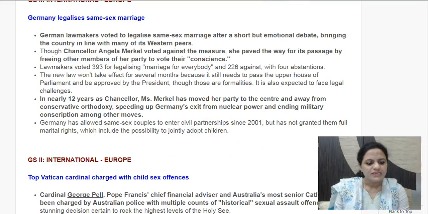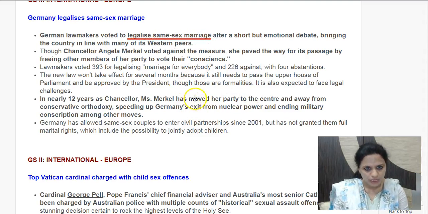The next is Germany legalizes same-sex marriages. So Germany has now passed legislation which allows same-sex marriage. This legislation has been passed by the lower house of Germany. The upper house has to pass it and the president has to give his approval, but that is said to be just a formality.